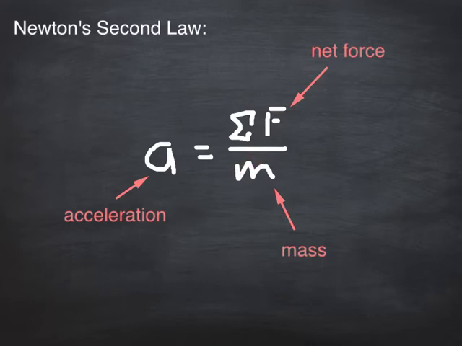So what this is saying is if we have two identical objects, they have the same mass, but one has twice as much net force acting on it, we would expect twice as much acceleration. Meanwhile, if we took an identical force, an identical push, and pushed one very small object with low mass and one very large object with high mass, we would get more acceleration on the low mass object.